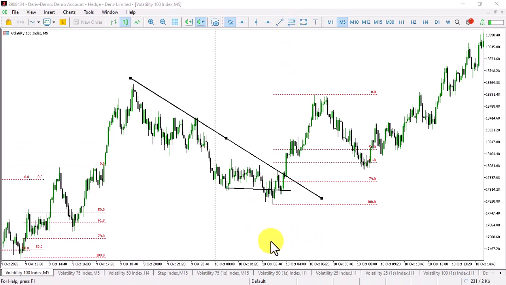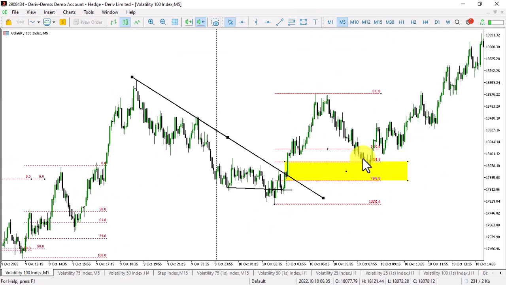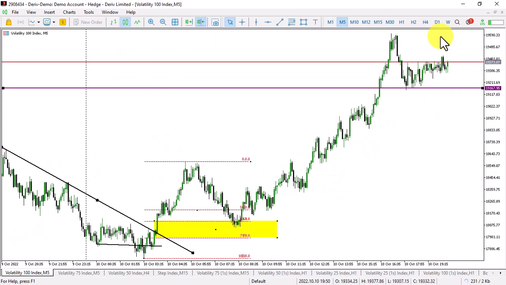You wait for this aggressive move. Then you drag your Fibonacci like what I'm showing you here. So this is the 61.8, and this is the 79. So this is the area you are concerned about on V100. This is the area you are concerned about, and look at what price did.